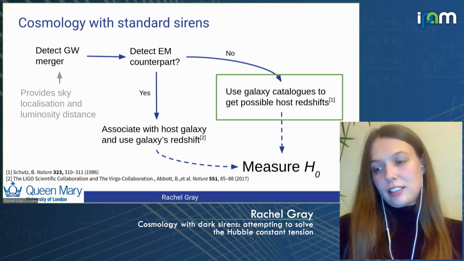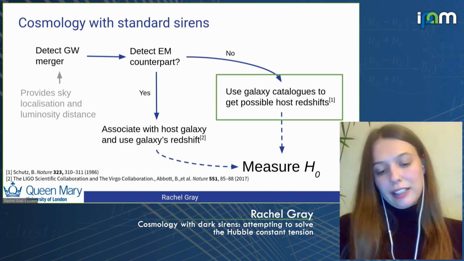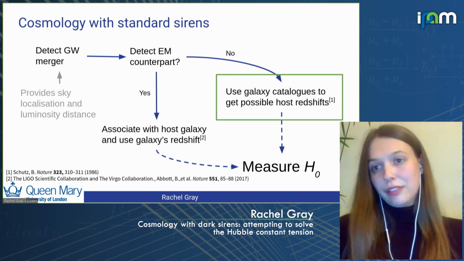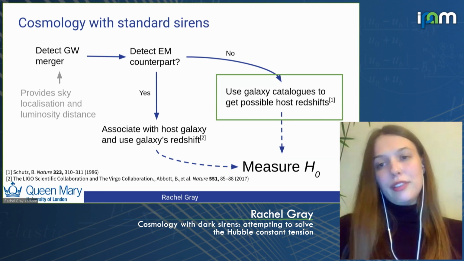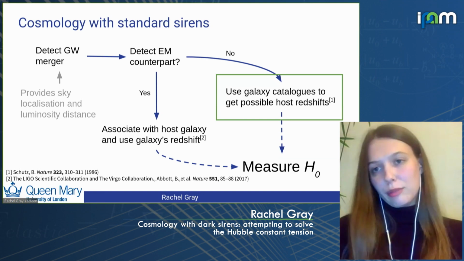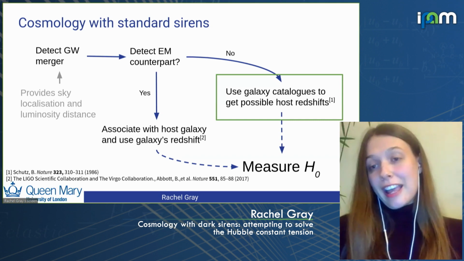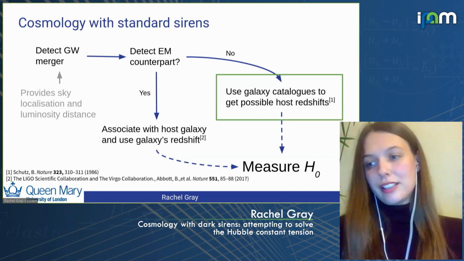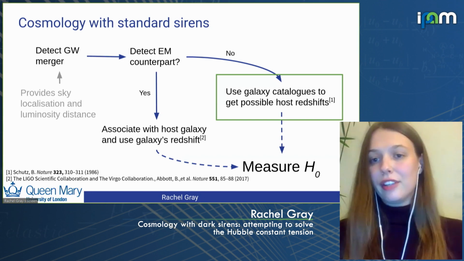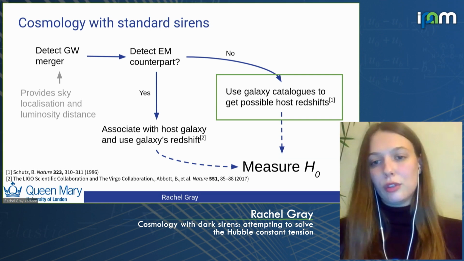The idea is that the true host galaxy will be in there, which will give you the real value of the Hubble constant, and all of the other galaxies distributed at random redshifts will give you other random values of the Hubble constant. And as you combine multiple events together, the true value of the Hubble constant will stack over time, while the rest of these will statistically average out, allowing you to form a constraint.